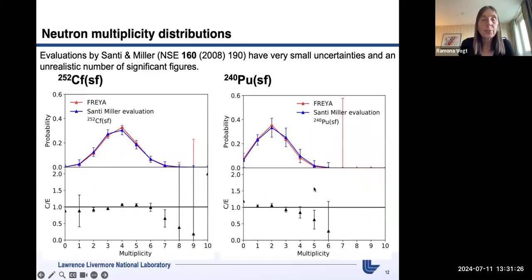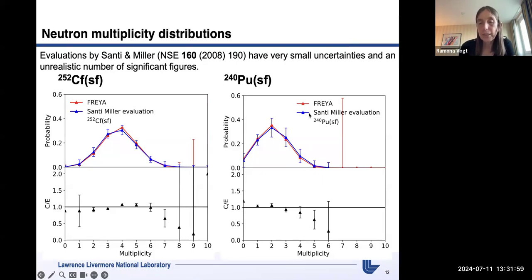Okay, so now here's what I was talking about in terms of the neutron multiplicity distribution. Californium has about 3.7 neutrons emitted on average. So it's got a very broad distribution and it's peaked over here around 4. Plutonium-240 is peaked around 2, but it's really broad. And so you can emit maybe even 5 or 6 neutrons here.